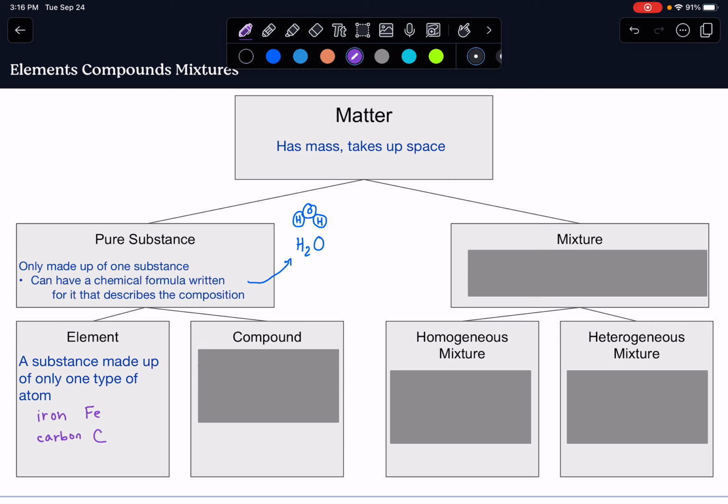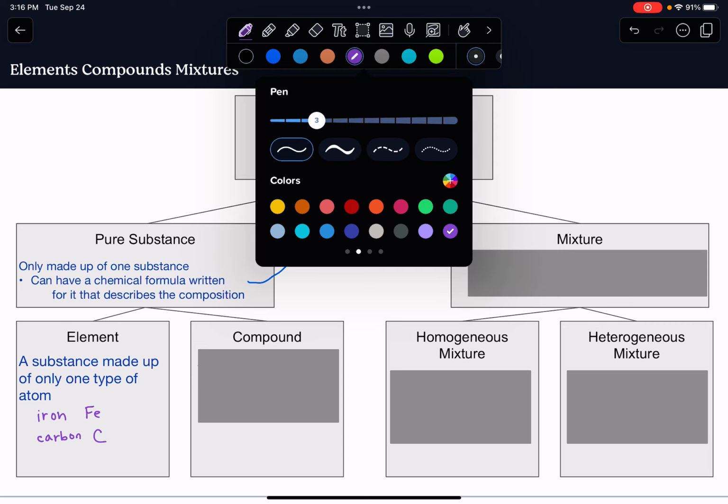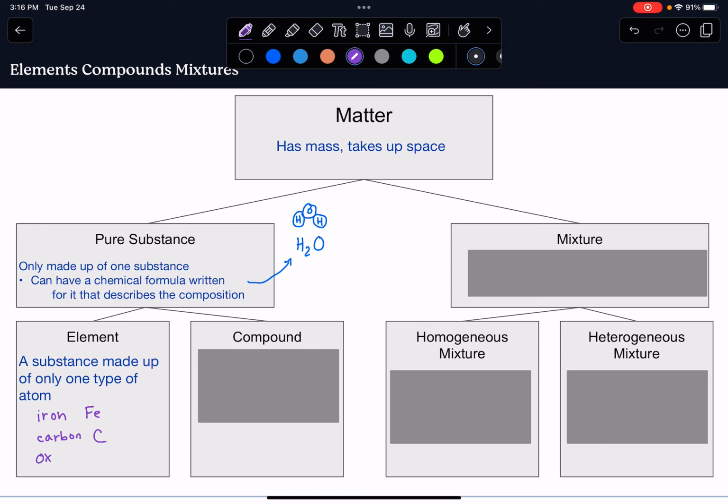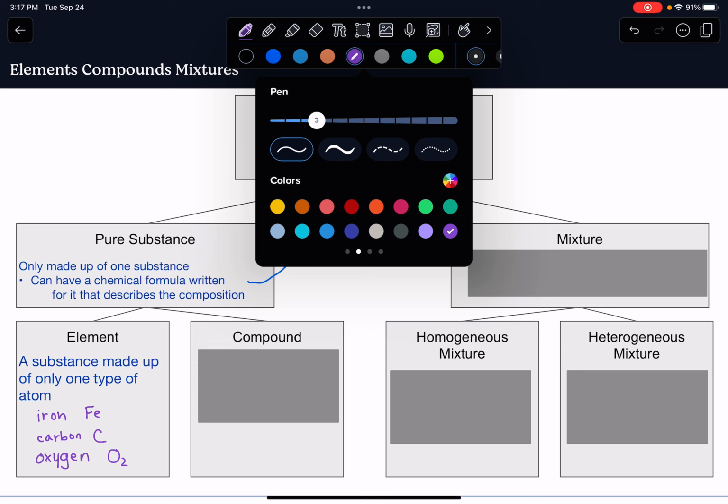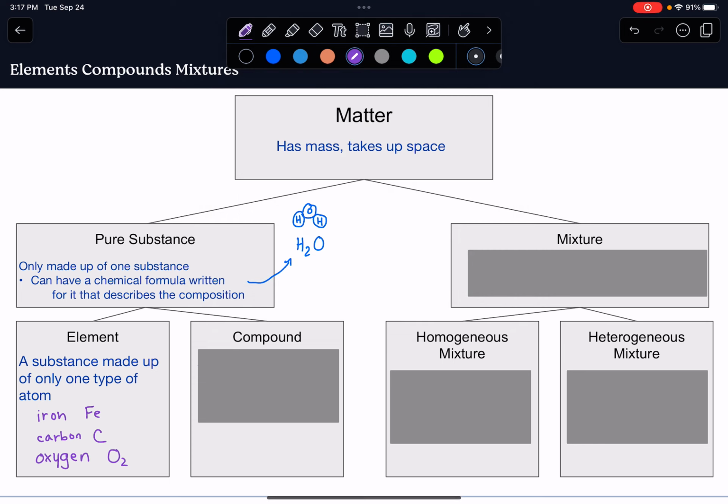Elements can, however, be molecules, and an example of this would be oxygen. Oxygen does not like to be by itself as a single atom. It's much more stable in this configuration where there are actually two atoms of oxygen bonded to each other. So that is considered a molecule because there are two atoms of oxygen instead of just one. However, it's still considered an element because there's still only one type present.